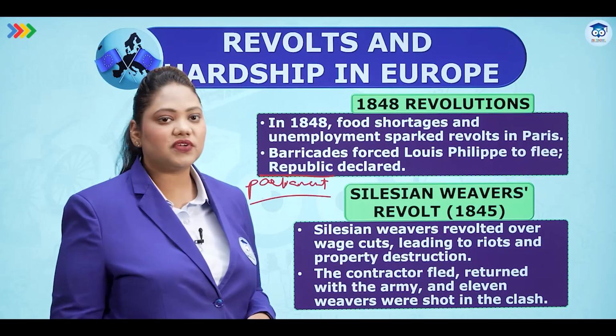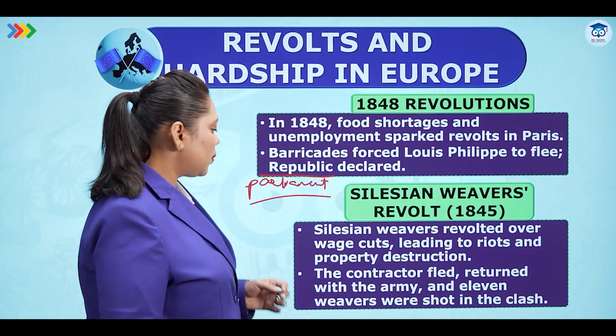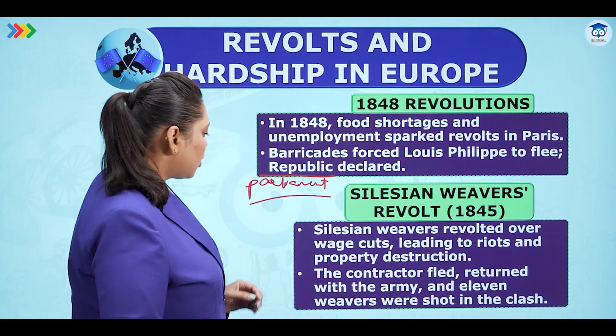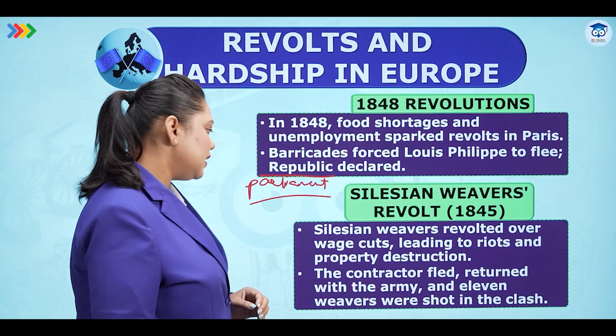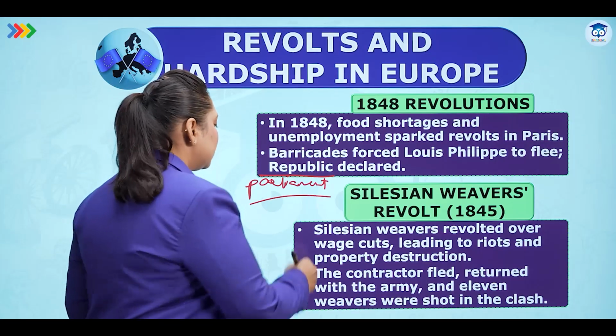Let's see the Silesian weavers' revolt in 1845. Silesian weavers revolted over wage cuts, leading to riots and property destruction. The contractor fled, returned with the army, and 11 weavers were shot in the clash. Okay, this is the story of the Silesian weavers.